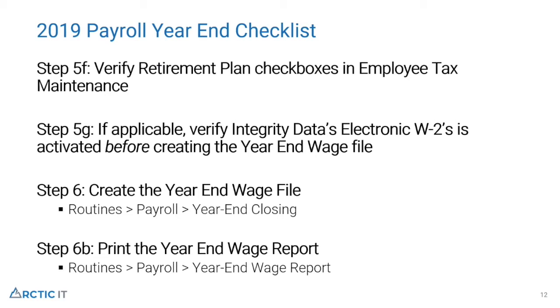Step 5D is to verify that your electronic W-2 product is activated before creating your year-end wage file. The email W-2 product from Integrity Data is very popular. A number of our clients have it. We've learned that you've got to make sure that product is active before you do your actual year-end close. Otherwise, the system or that product won't see that those W-2s are available to be sent out.